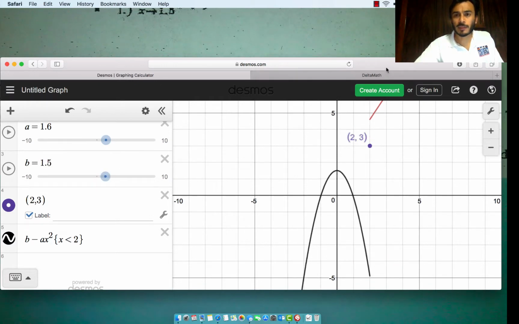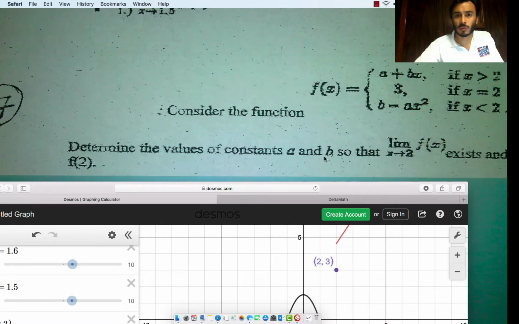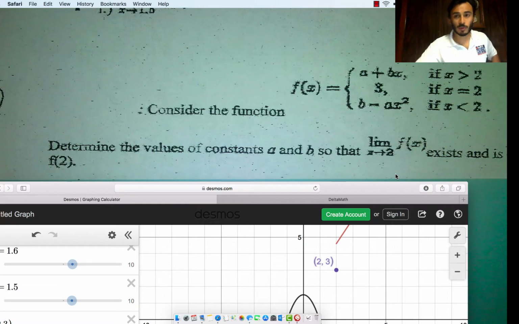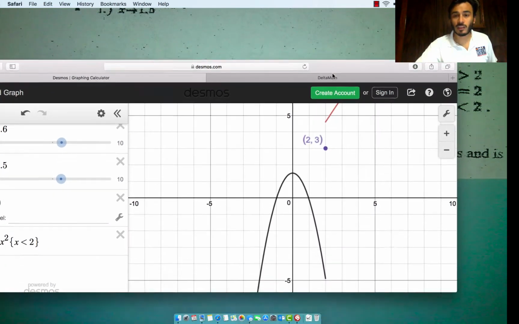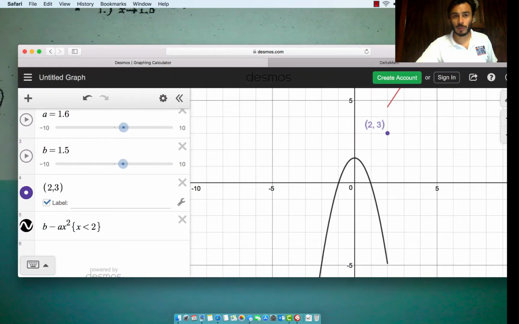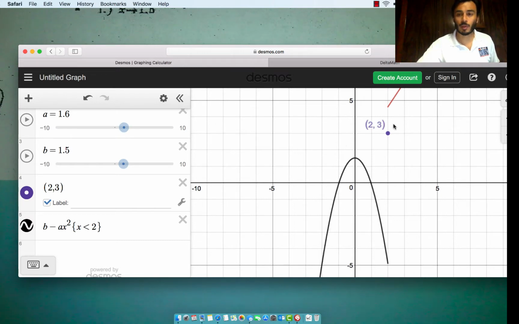So what the problem is telling me to do is to consider this piecewise function and to determine the values of constants a and b so that the limit exists and is equal to f of 2. In other words, it wants me to make this continuous at the point (2, 3). How do we make this broken-up function continuous, so that it's just one function and you don't have to pick up your pen to draw it?